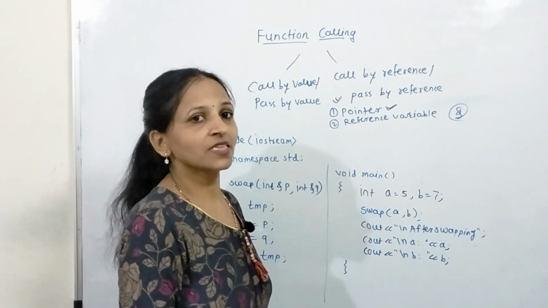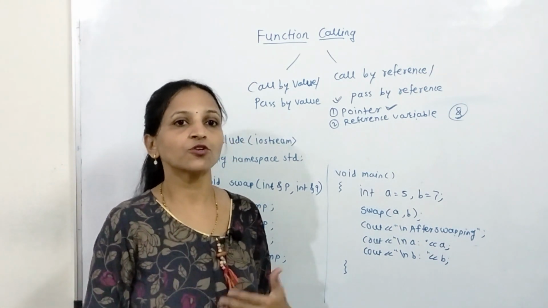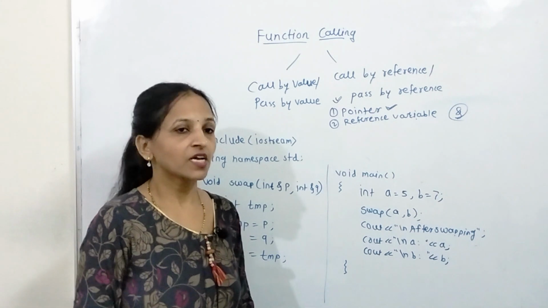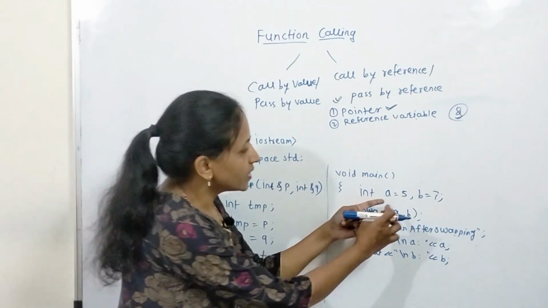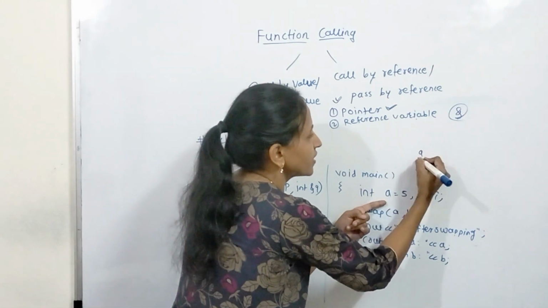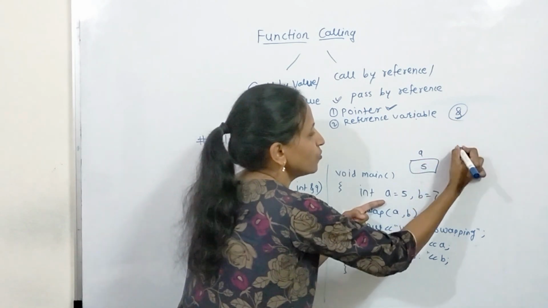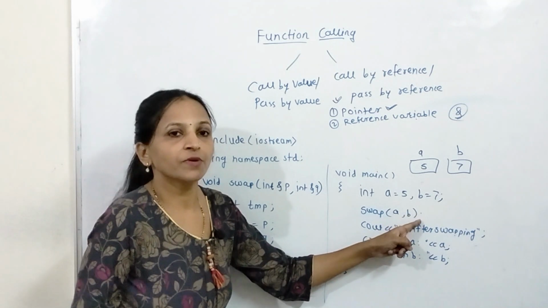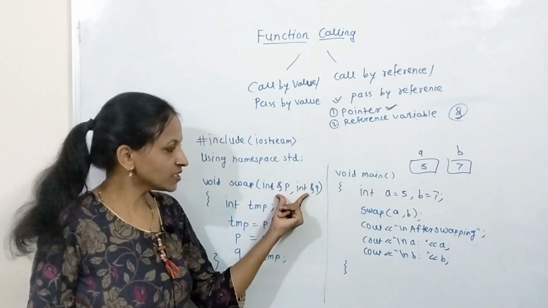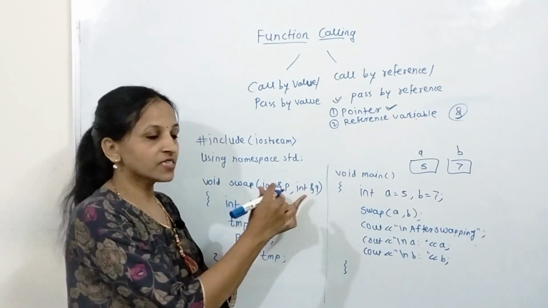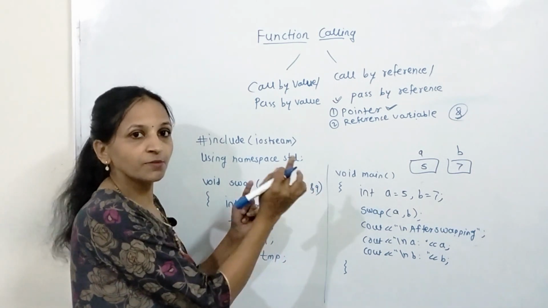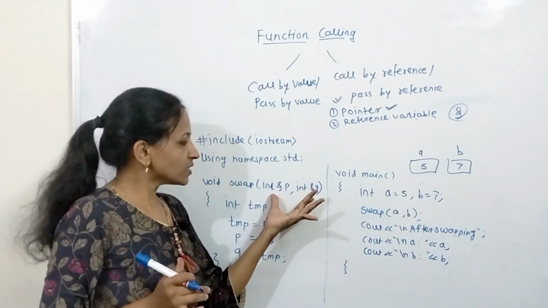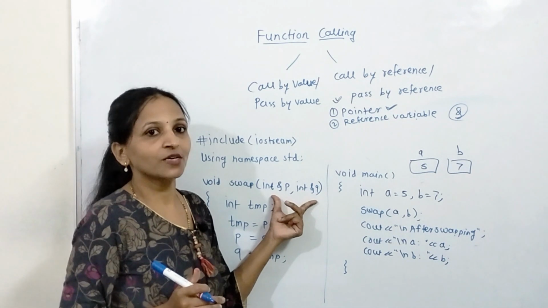Reference variable is nothing but an alternative name given to an already defined variable. Let us see the program. See here a and b variables are first created. A is having 5 and b is having value 7. Now we are just passing a and b to this function, but here see the difference. In the previous example we have written star here. Star means pointer variable, but these are just reference variables.